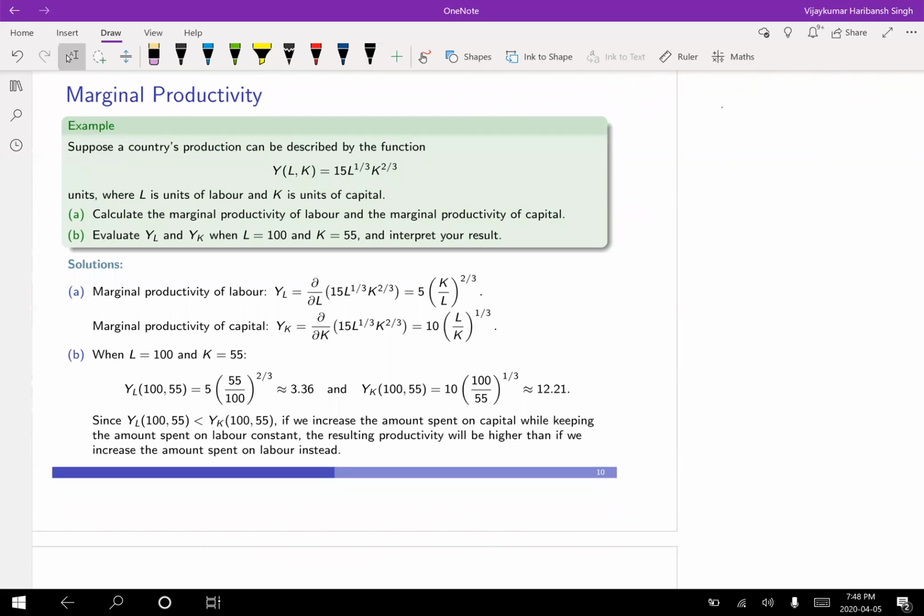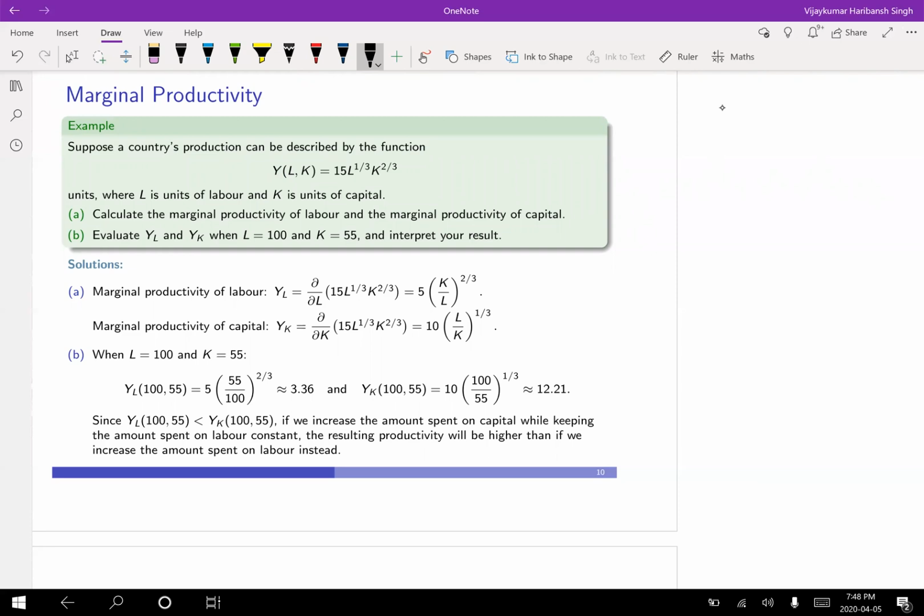So let's see. Suppose a country's production can be described by Y(L, K). This is a production function, and it is given by 15 L to the power 1 over 3, K to the power 2 over 3, where L and K are known. L is the unit of labor and K is a unit of capital. Now, the question is asking us to calculate the marginal productivity of labor and marginal productivity of capital.